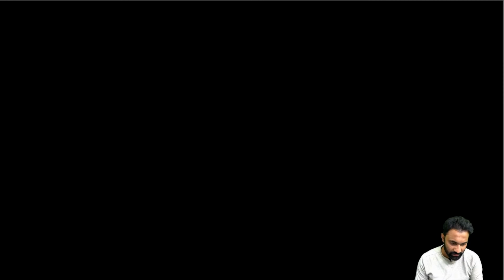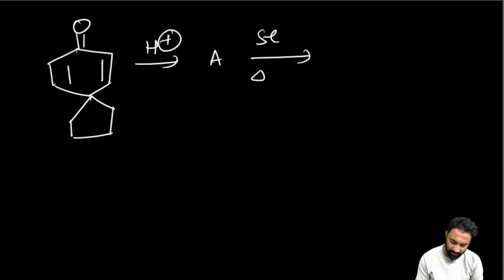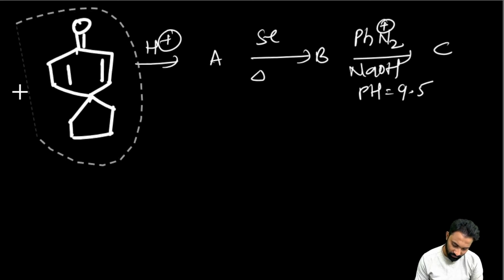One very interesting question I will give you. If suppose they have given in this manner, upon H plus gives A, A upon selenium and heating gives B. Okay. B upon PhN2+ with NaOH, pH maintained at 9.5, gives C. Now what is the C?